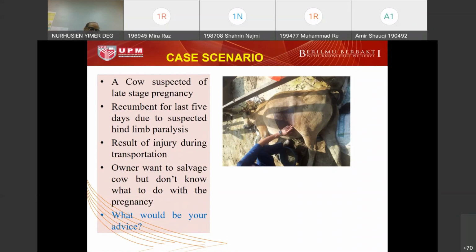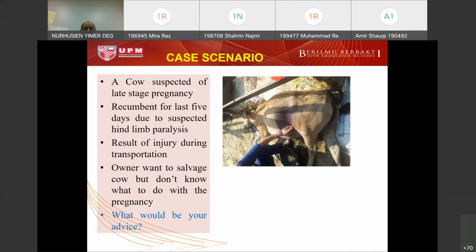So the first thing that you have to do is to estimate the stage of pregnancy. And how you do that, now you know the story and you have the knowledge of how to do pregnancy diagnosis. After you do that, the next thing you have to decide, considering the condition of the animal, is how to get this baby out. If it is mature enough and able to survive, how can we get the baby out before the cow is allowed to go for salvage?